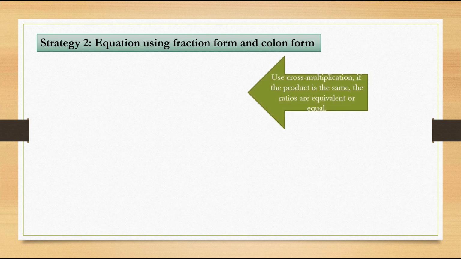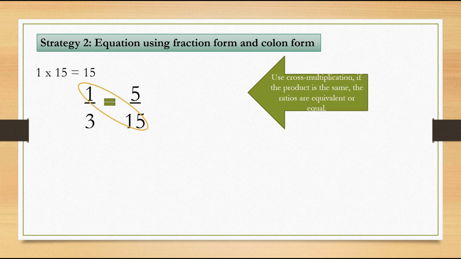So, use cross multiplication if the product is the same, the ratios are equivalent or equal. So, para malaman natin kung yung given ratios are equivalent or equal, we can use cross multiplication. So, paano yan? So, multiply. So, 1 times 15, that is 15. Then, multiply 3 times 5, that is 15. So, ang sagot nila ay parehong 15 pag cross multiply natin, di ba? So, ibig sabihin, 1/3 and 5/15 are equal or equivalent ratios.